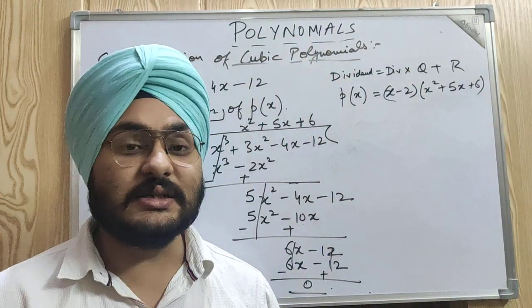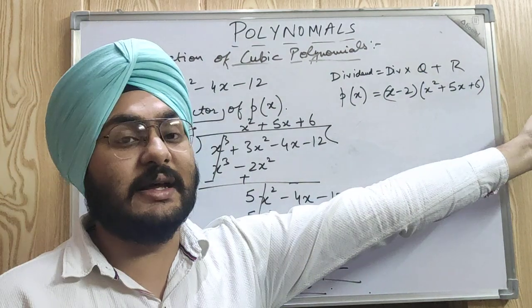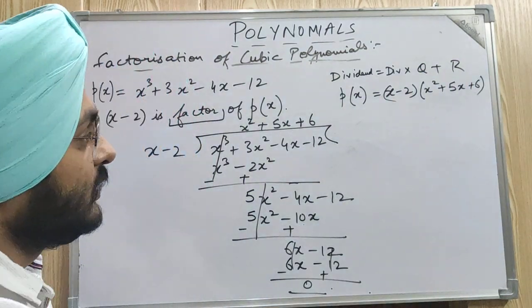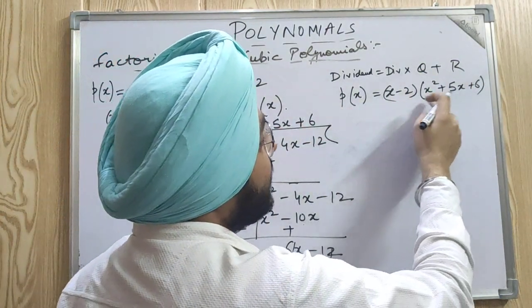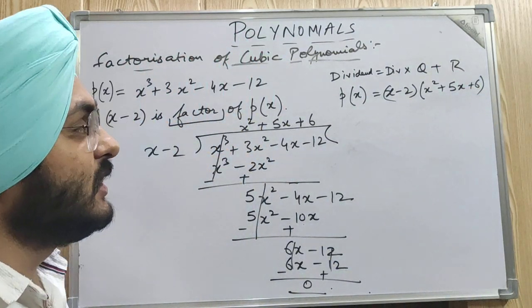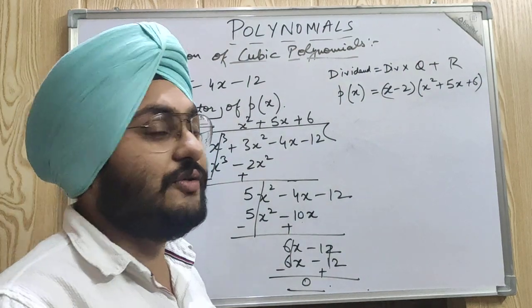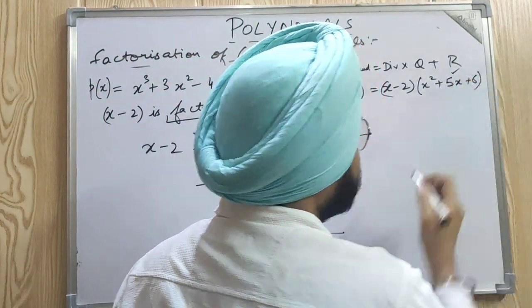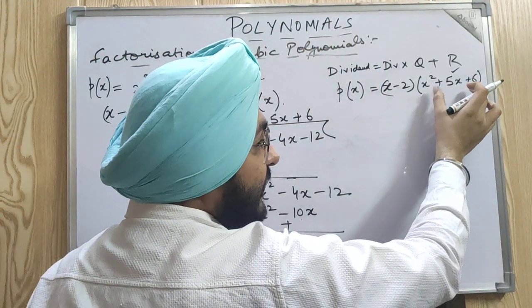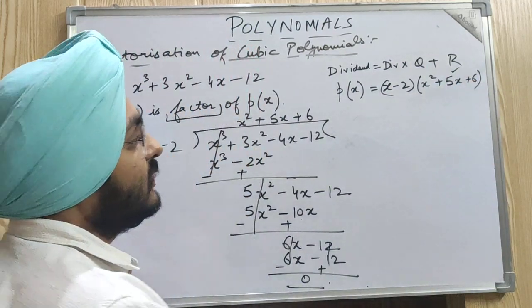So no need to write that 0, because we know if we add 0, there will be no change in the answer. So I can say px is equal to x minus 2 and x square plus 5x plus 6. So you have found one factor. The other two factors will be coming from this one. So we'll be factorizing this quadratic trinomial.